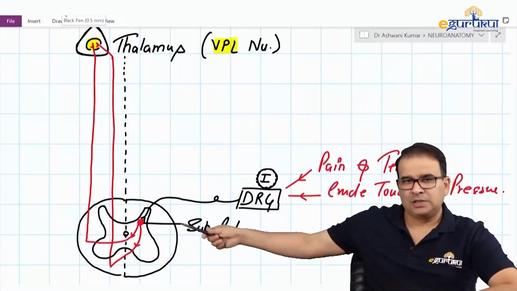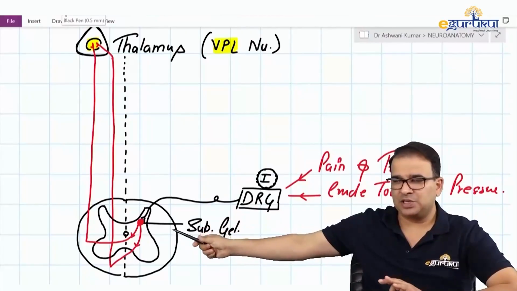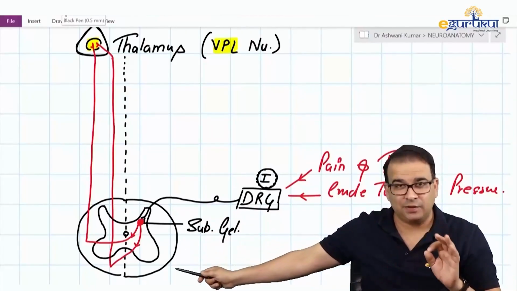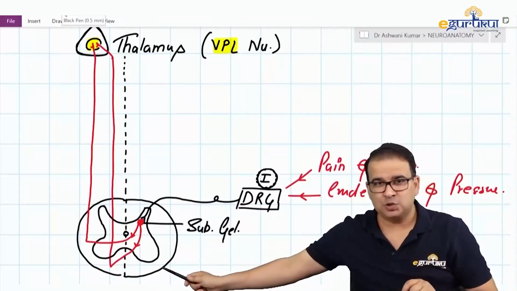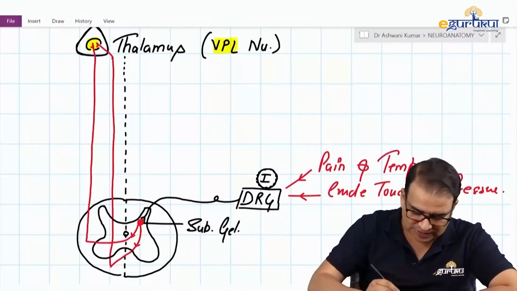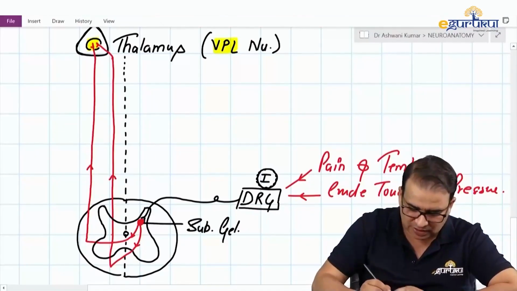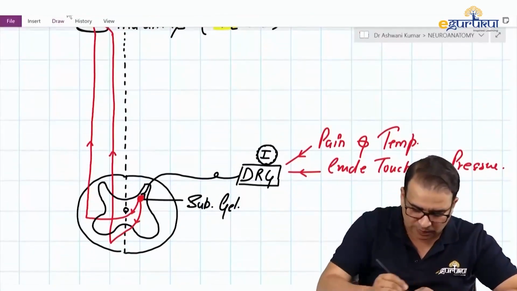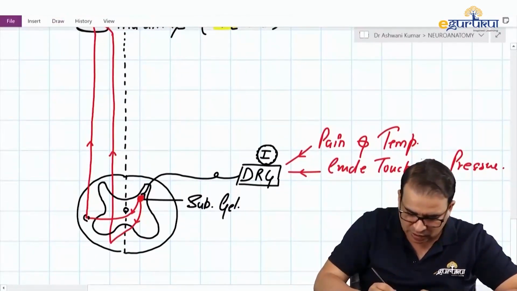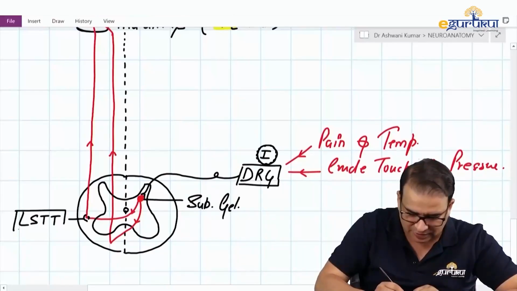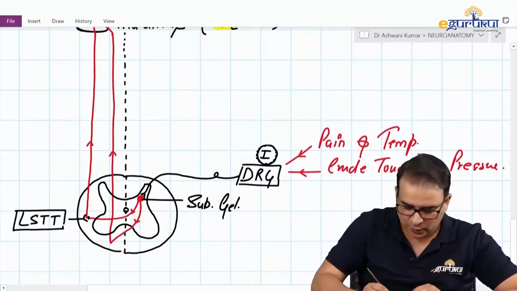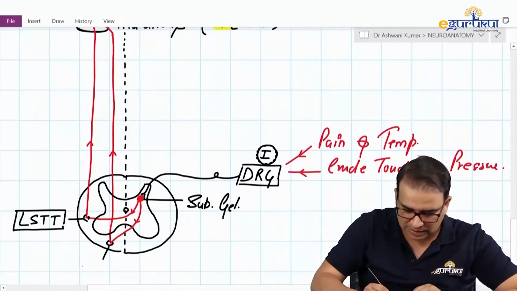You got my point? So second order neuron is starting from the substantia gelatinosa, decussating at the level of the spinal cord, giving rise to two tracts here. One which is carrying the pain and temperature, this is the one, and the one which is carrying crude touch and pressure, this is the one. Let me name these tracts in the lower part only here. So at the level of the spinal cord only, this tract will be called a lateral spinothalamic tract. I'm writing in short, LSTT, lateral spinothalamic tract. Whereas this tract here will be named as anterior spinothalamic tract.